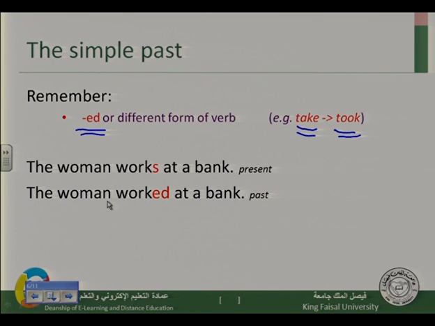So it's either -ed or changing the form of the verb, like take, changing it into took. Now, example: the woman, which is one, works at a bank. This is the simple present, if you remember this sentence. Now, if I wanted to change it into a simple past, I would say the woman worked at a bank. Worked at a bank. So it's as easy as that, as simple as that. You just add -ed on the verb.